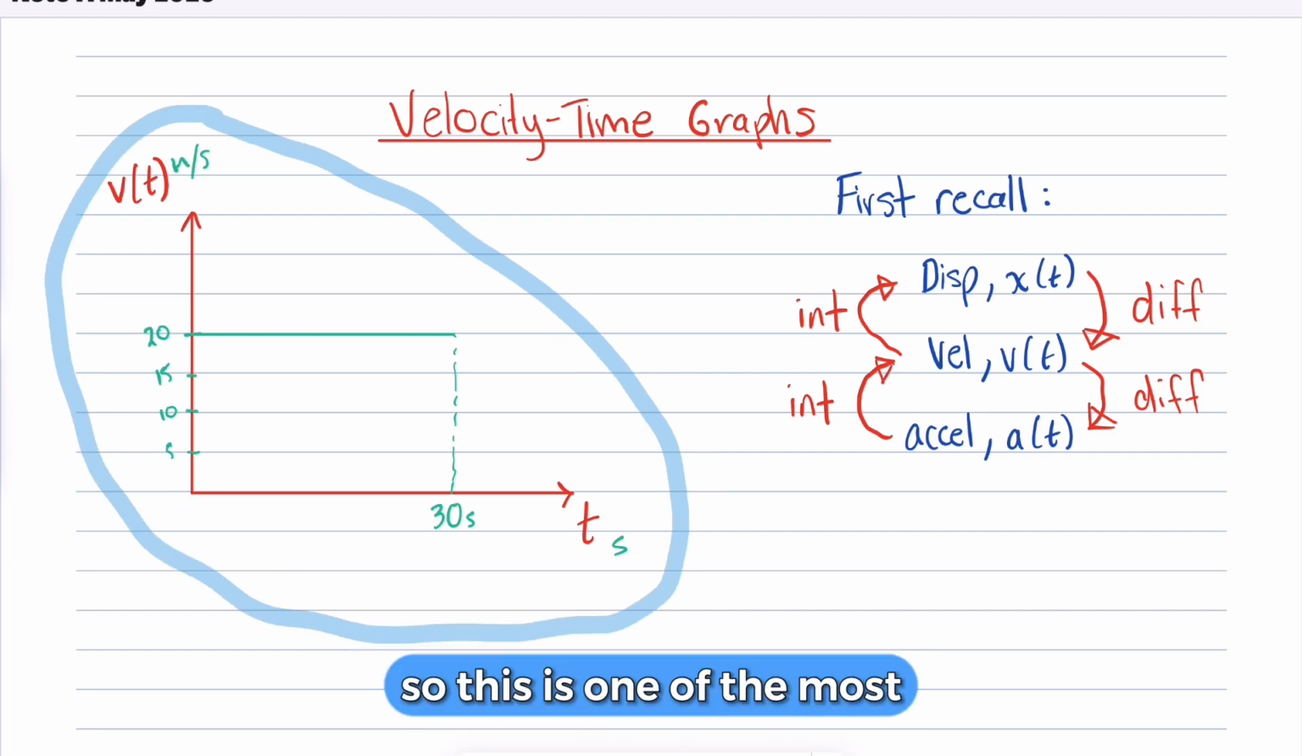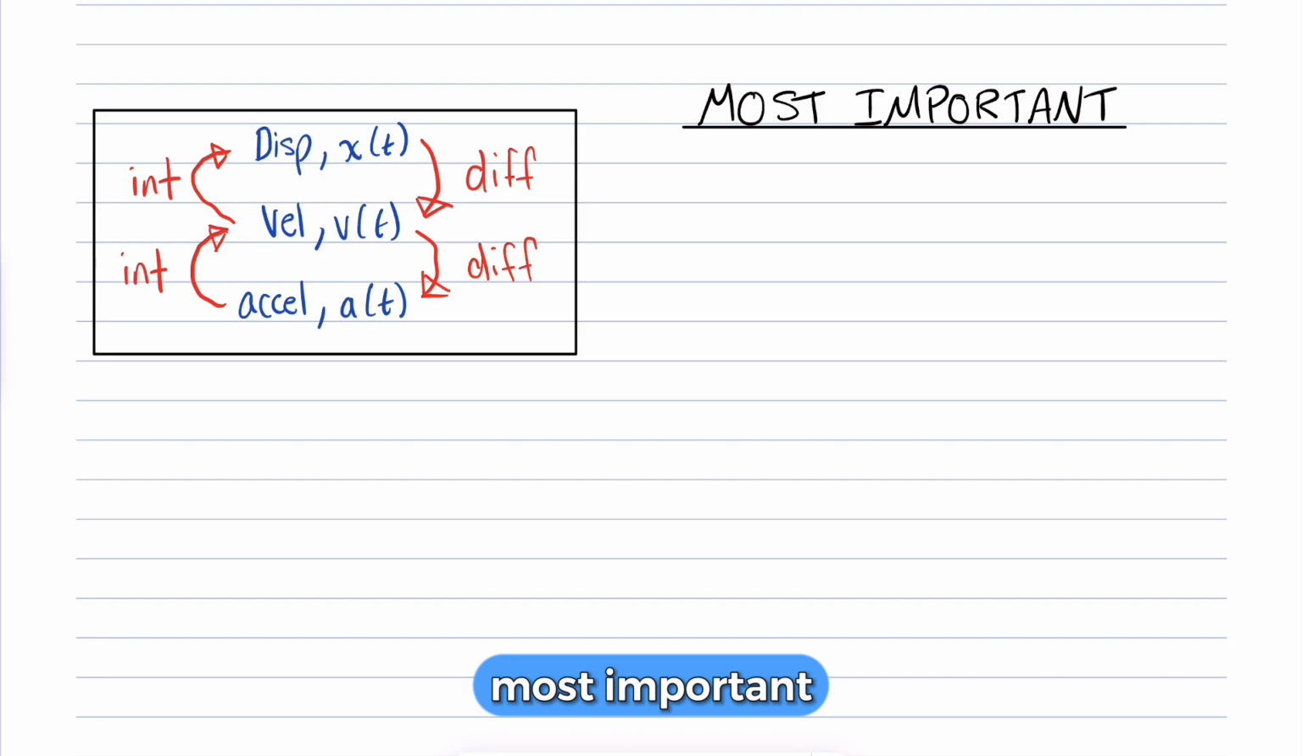So this is one of the most basic forms of a velocity time graph. On this graph here we can see that there's a person traveling at a constant speed of 20 meters per second, and they're traveling at that speed for 30 seconds. Right, this is most important.